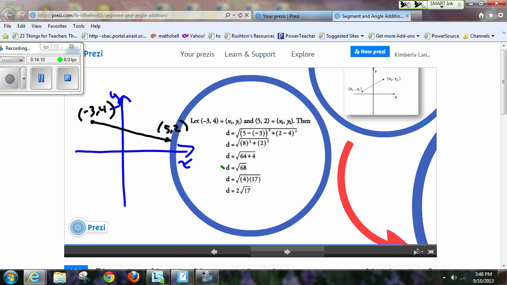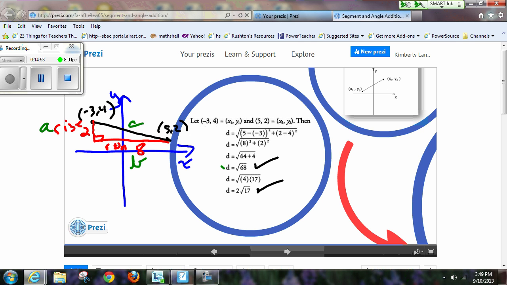Notice that we get the square root of 68, and when we simplify that, we get 2 square roots of 17. If I made a right triangle and I wanted to use the Pythagorean theorem, then I would form a right triangle. I can see here that the rise is 4 minus 2. So I went up 2, that's my rise. And my run went from negative 3 to positive 5. And so my run then would be 8. And if I'm going to use the Pythagorean theorem, then I can say this side is A, this side is B, and the hypotenuse is C.